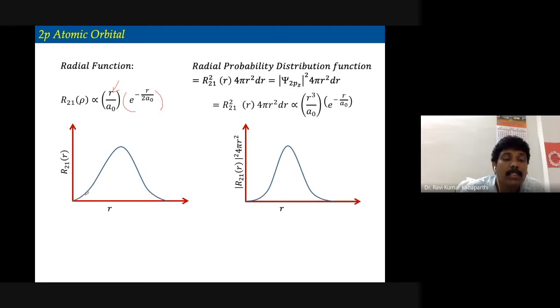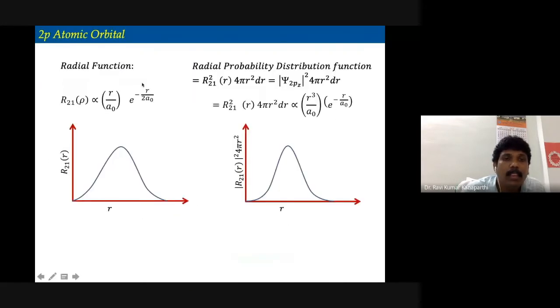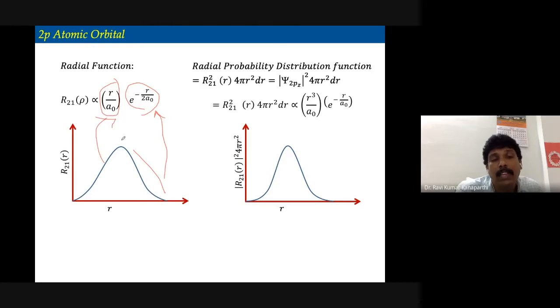Unlike the previous cases, 1s and 2s, which are maximum at the origin, this 2p is not maximum at the origin. It is in fact 0 because of the r by a naught term. Now we know this is a linear function and this is an exponential function. So we have to think of the combination: it initially increases because of the linear function, and then decreases because of the exponential function. There is nothing much we can discuss over here.